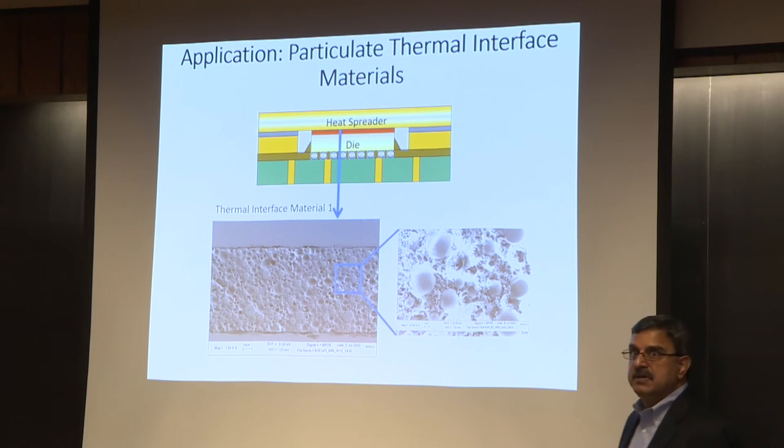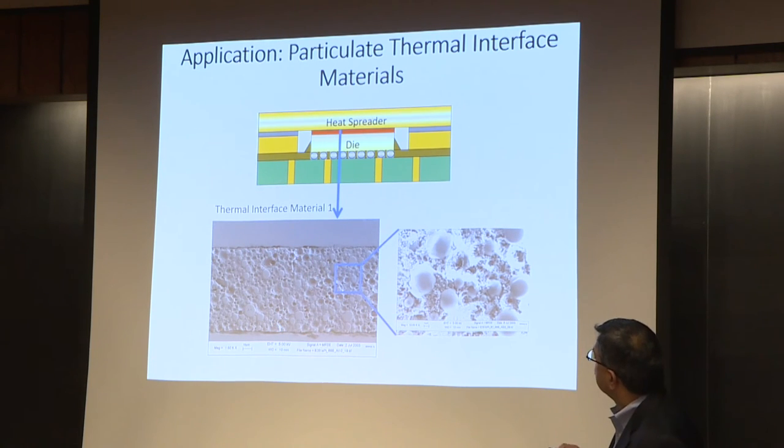Okay, here's another application of this sort of computational approach. This is from the microelectronics industry. In chips, there is something called a thermal interface material that's between the heat spreader and the die. The thermal interface material looks like this.